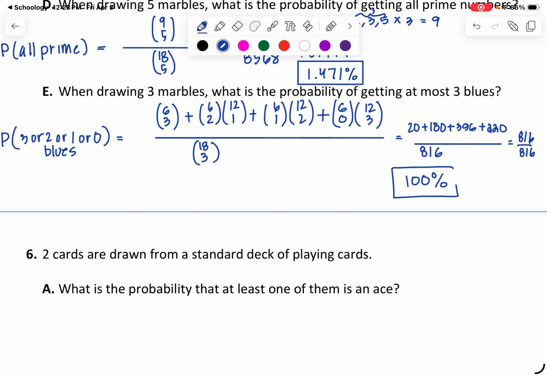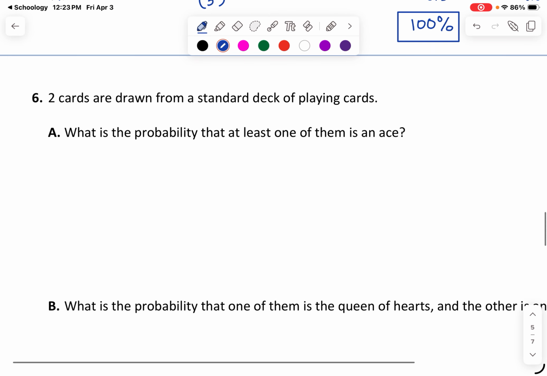And now we say, duh. Why didn't we just think before we did this? When drawing 3 marbles, what's the probability of getting 3, 2, 1, or 0 blues? Oh, okay, that'll happen no matter what I do, right? No matter what, if I pick 3 marbles, I'm either going to get 3, 2, 1, or 0 blues. 100% chance. Duh.